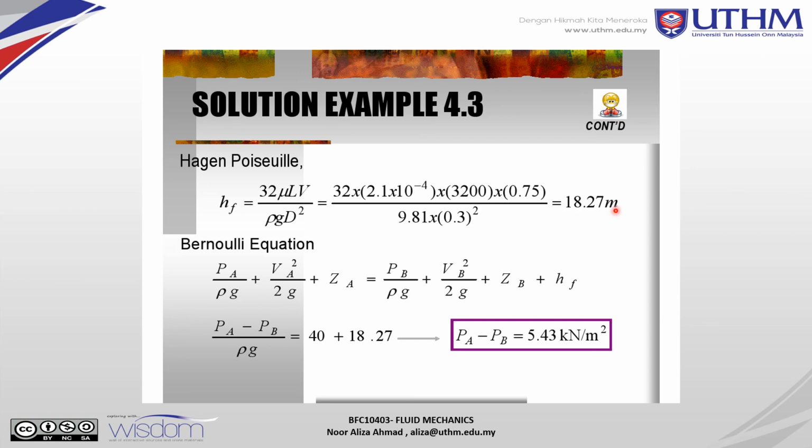18.27 meter. After that, you must use the Bernoulli equation from point A to point B, plus the HF, because this is the friction loss in the pipe. So you must add the HF here. You just rearrange the equation until you get PA minus PB divided by rho G is equal to 40 plus 18.27, because this is HF here. So we get the pressure difference of 5.43 kilonewton per meter square. Okay, so we get the value here.